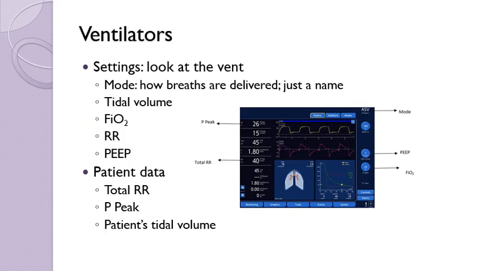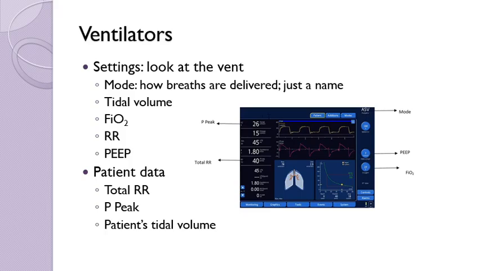We're going to look for the FiO2, the respiratory rate, and the PEEP. So here's my mode, and here's my PEEP. I think that PEEP's 5, and then I have an FiO2 of 21%, which is room air, which makes me think, I wonder why this patient's intubated. This is a demo screen.